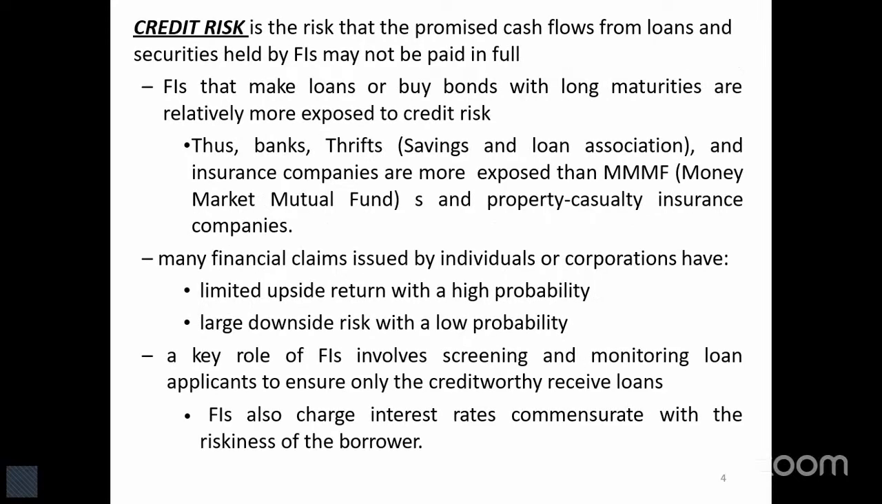Credit risk. The main business of a financial institution, to make profit, is to give loans to its customers. It may be a short-term, medium-term, or long-term loan. For that loan, the bank or financial institution charges interest. The interest is the major income of the financial institution.